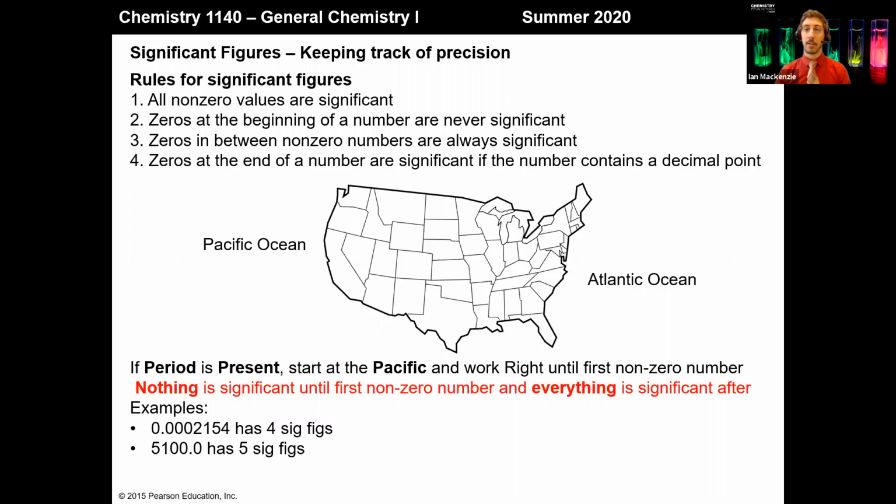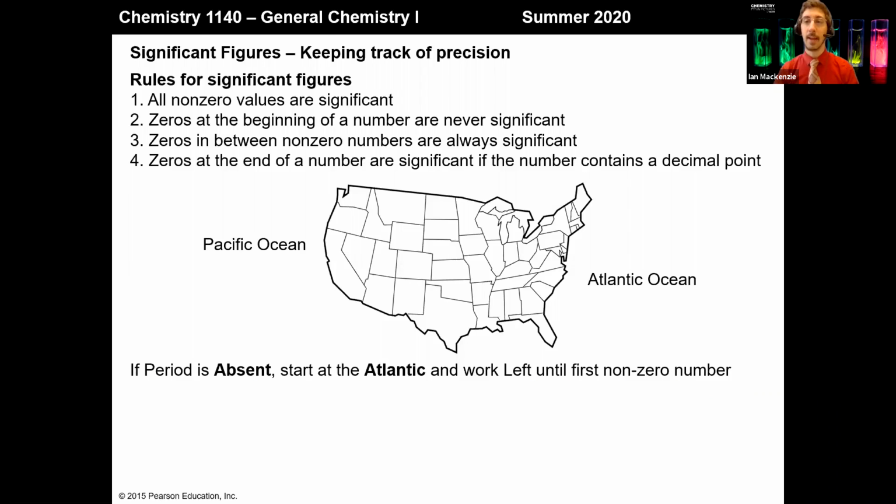5100.0, on the other hand, it has a period present. I start at the left, I start at the Pacific, work my way right, and turns out the very first number is a non-zero number, so all of the numbers are significant, and I have 5 significant figures. Same for 2.100, that one has 4 significant figures. So this is the case where I have a period or a decimal point present.